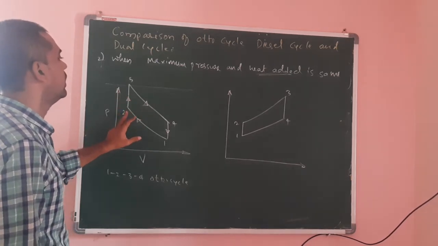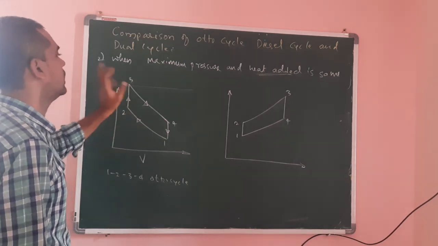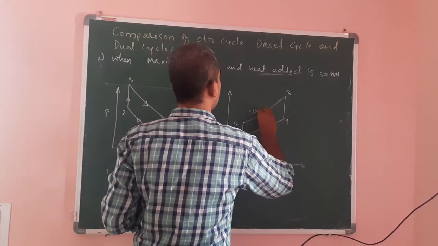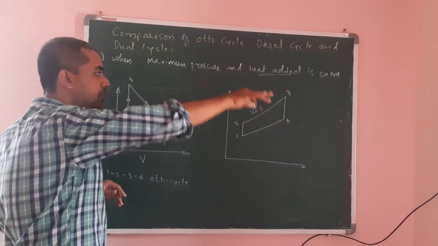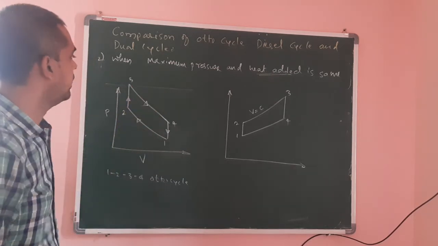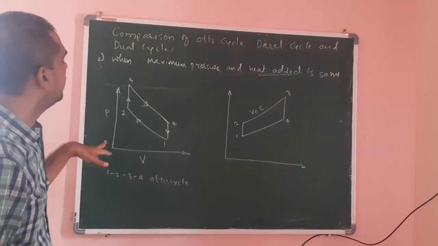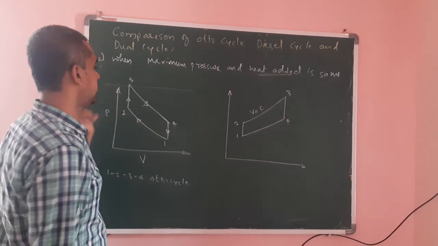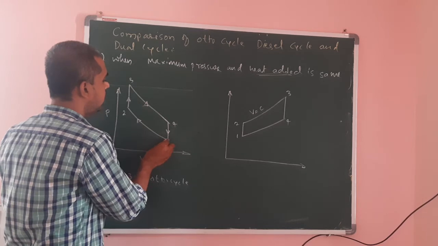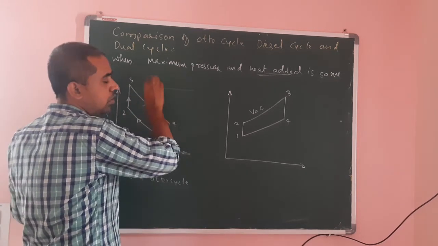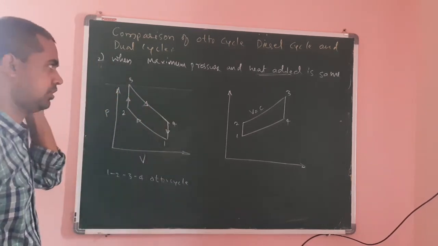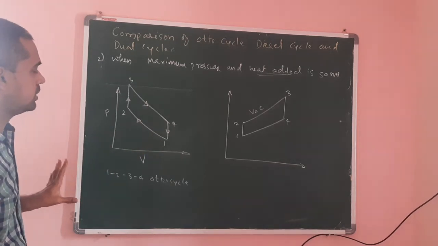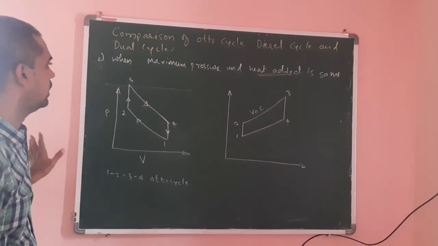That is, the heat added during the process 2 to 3 should be same. Here it is P equal to C. If I draw a line P equal to C, it will come below that. Now, when the maximum cycle pressure is same, 1 to 2 is isentropic compression, and they have not given the condition that the compression ratio is same.